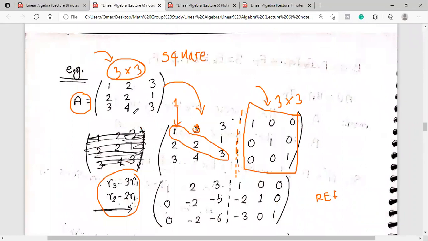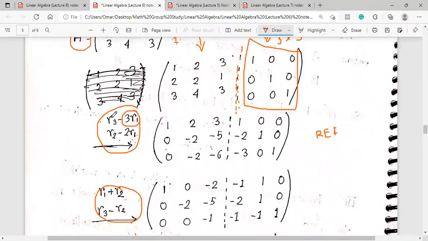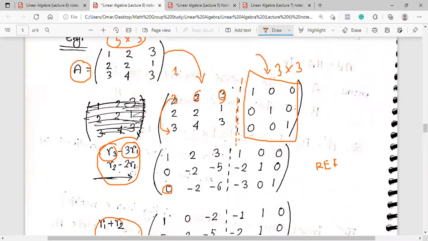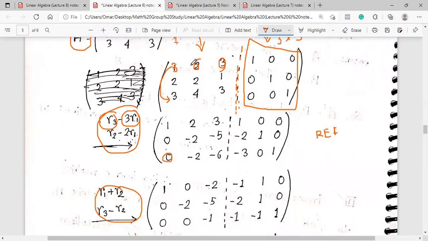So if I multiply the first row with 3, and then subtract the first row from the third row, that means I multiply 3 here. So 3 multiply 1 is 3, 3 multiply 2 is 6, and 3 multiply 3 is 9. So now I subtract the first row from the third row. So 3 minus 3, that is going to be 0. And then, oh, sorry, not this way. You see the sign here? R3 minus 3 into R1.